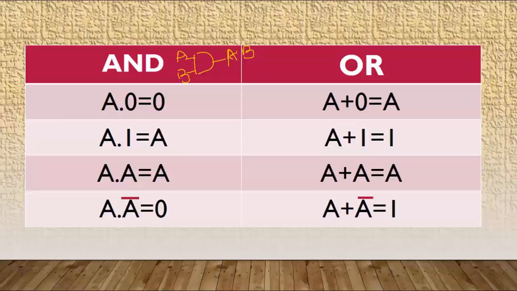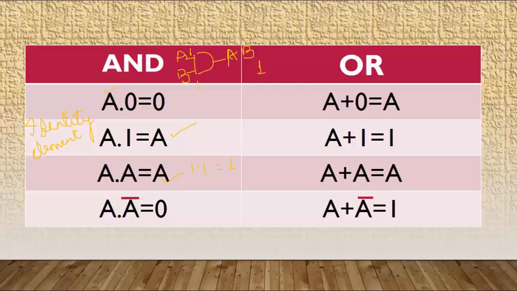If we are ANDing, that means dot, if we take the product of the variable A with 0, we'll get 0. And A into 1, it can be any variable X, Y, Z, A, B, C. Here we multiply a number with 1, we'll get the same number. So here 1 is an identity element. Now, if we multiply A into A, we will get A. Like 1 into 1 is 1. So simple it is. If my inputs are 1 and 1, my output will be 1.